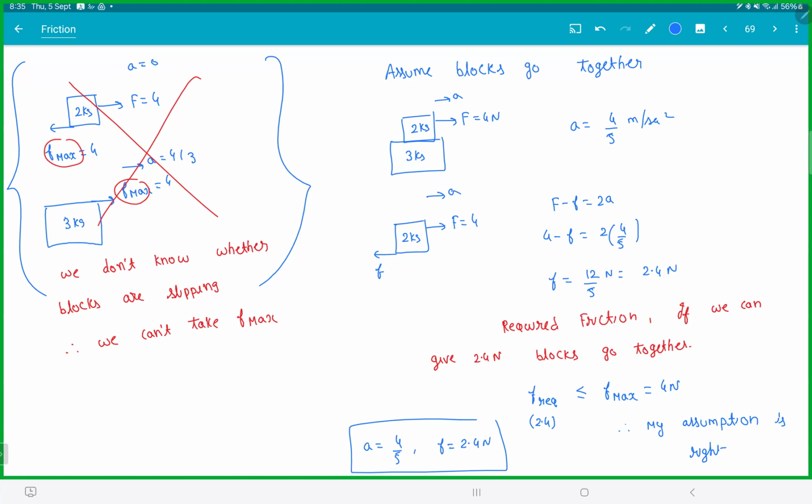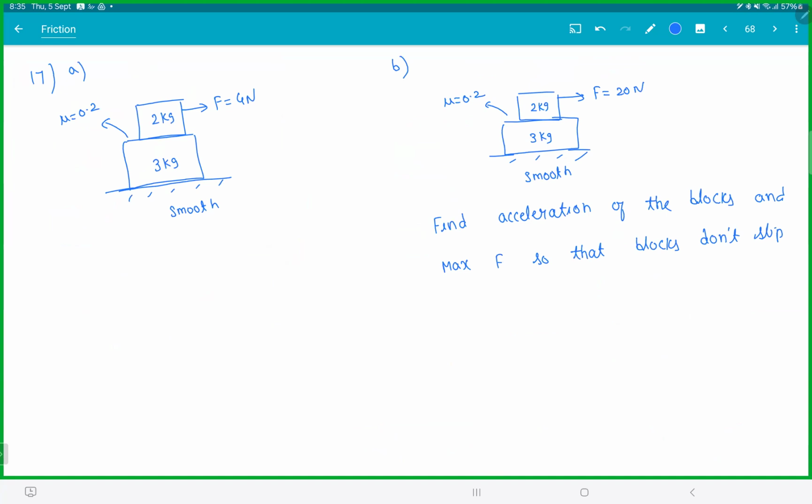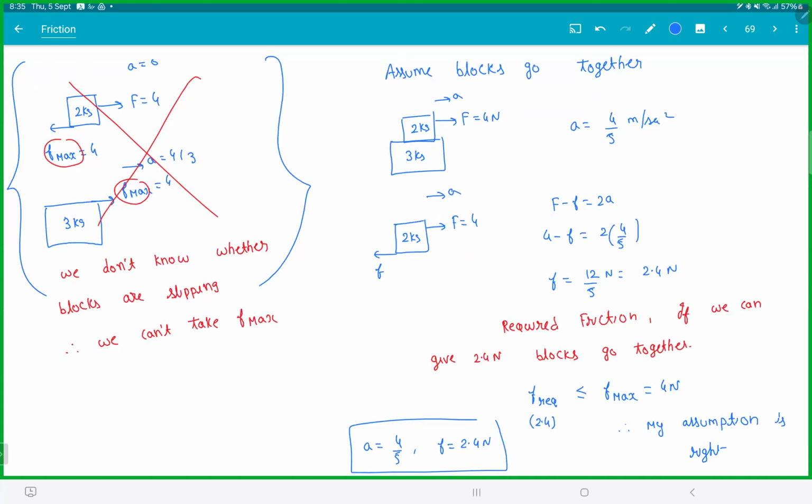Do have a look at this. There's still one more part of the question. So how much maximum force can I apply so that blocks don't slip? Can you do that part? Any doubts on A or B, please ask. We will do more of this in the next class, but I thought I'll show you one model for today.